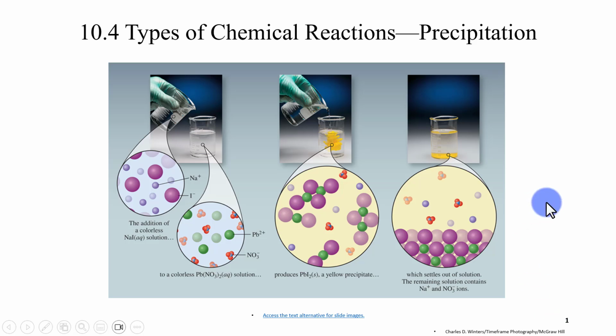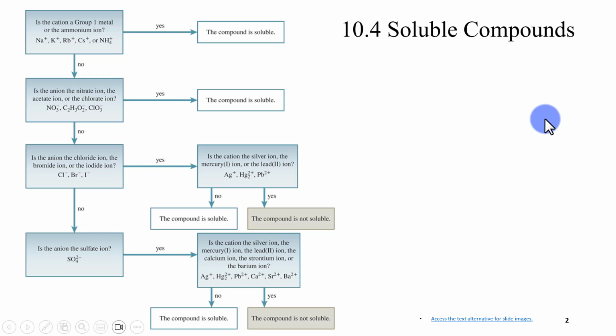In this video, we are going to discuss different types of chemical reactions and how to recognize them. And we will initiate that discussion by talking about precipitation reactions. Precipitation reactions are those reactions in which we form a precipitate or an insoluble compound.